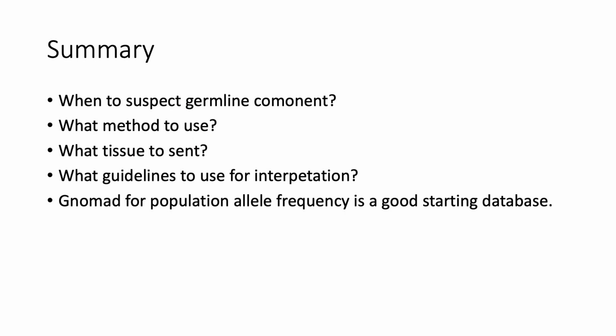So with that, I hope that I was able to describe when to suspect a germline component and how important it is currently. What are the methods used? NGS is the gold standard, with confirmation by Sanger sequencing. Tissue: buccal is not optimal; skin biopsy is the gold standard. The guidelines for interpretation are the ACMG 2015 guidelines. And gnomAD is one of the most important databases that we have free of charge, with 140,000 whole exomes and whole genomes. Thank you so much for listening.